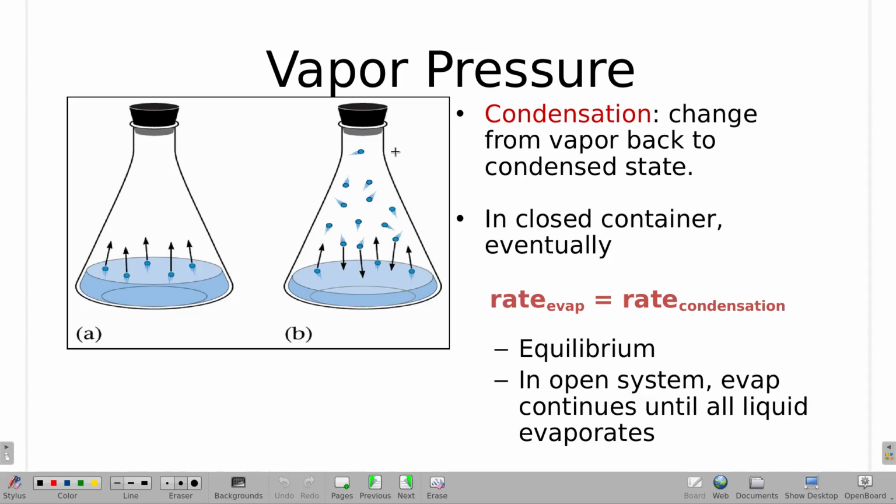Now, all liquids do this. All liquids do evaporate. Some just have a higher vapor pressure than others. It turns out the higher vapor pressure is related to those intermolecular forces. Water turns out to have a relatively low vapor pressure compared to many liquids we know, simply because it has stronger intermolecular forces. Other liquids, I was thinking about things like gasoline. Gasoline has a relatively high vapor pressure because it has weaker intermolecular forces.